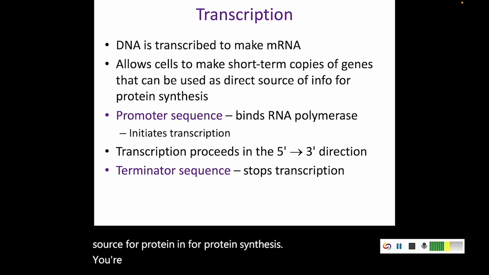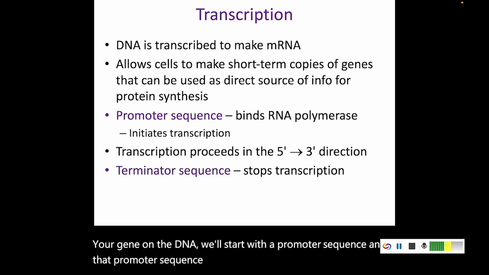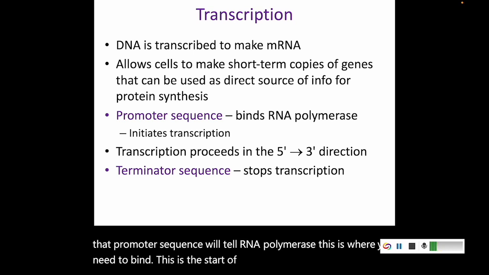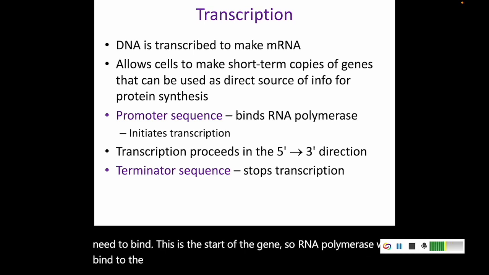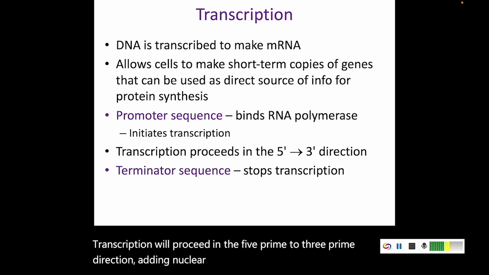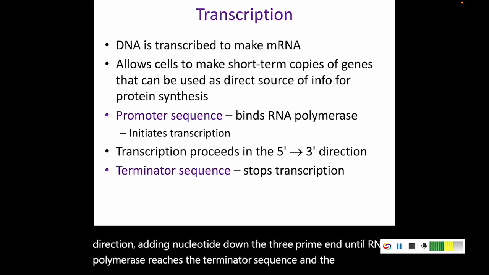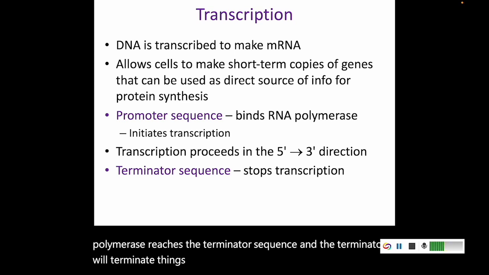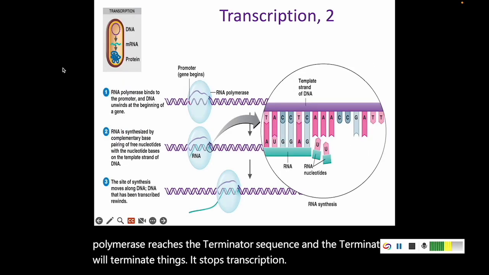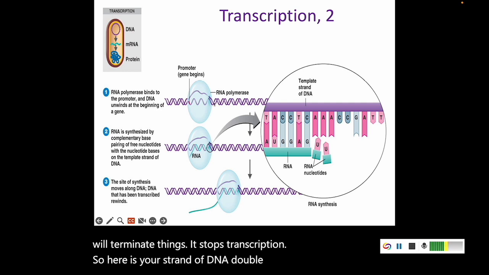Your gene on the DNA will start with a promoter sequence, and that promoter sequence will tell RNA polymerase this is where you need to bind. This is the start of the gene. So RNA polymerase will bind to the promoter sequence, and that will initiate transcription of the gene. Transcription will proceed in the 5' to 3' direction, adding nucleotides on the 3' end until RNA polymerase reaches the terminator sequence. And the terminator will terminate things. It stops transcription.